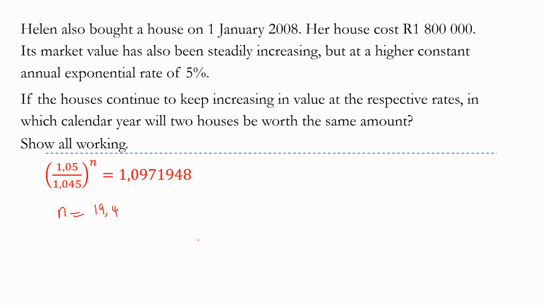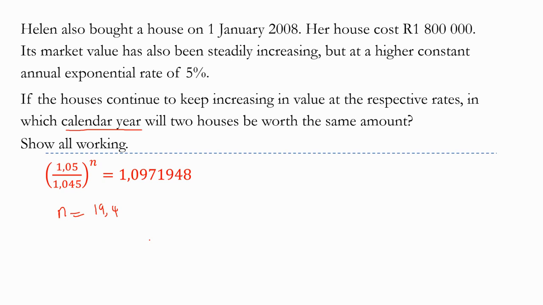Right. So now, if we answer the question, if the houses keep increasing in value at the respective rates, in which calendar year? So we want the calendar year here. We know it's going to take 19.4 years for them to have the same value. But now, which calendar year here? From 2008, 1 January 2008.